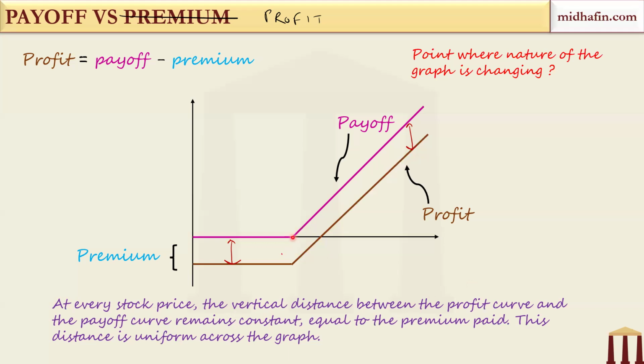It is actually this point K, or the strike price, where the nature of the curve is changing over here. You can clearly see that. Since this distance is uniform across the graph, this distance which is equal to the premium paid, it means that these two are parallel curves. We can in fact write this also. So they are parallel curves.